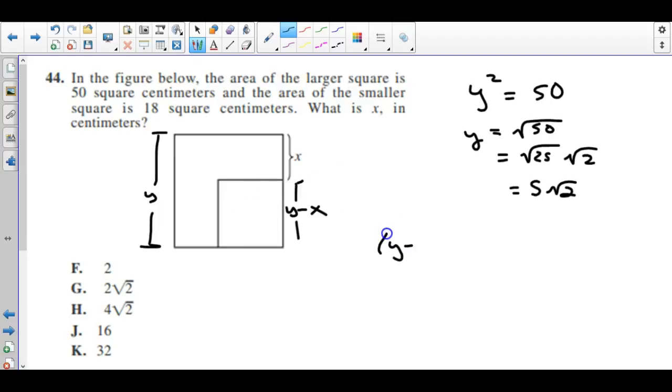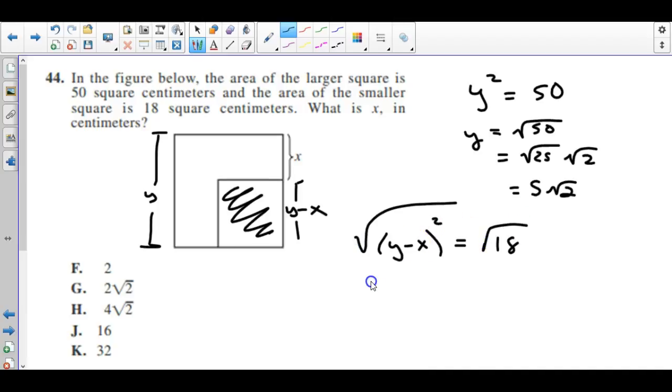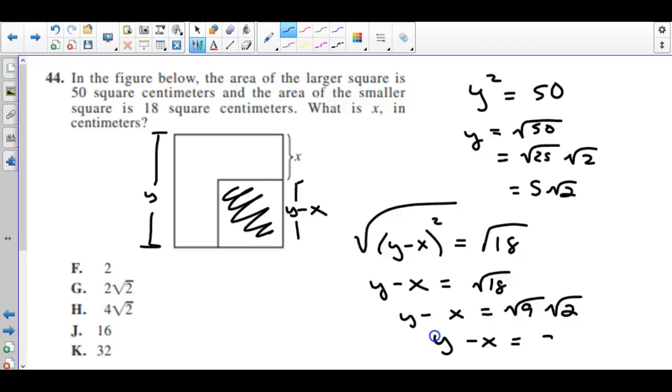So I know that if I take this little part and I square it, that's equal to the area of the square, which is 18. So what I can do is square root both sides of this. And I'm going to get y minus x is equal to radical 18. The largest perfect square that goes into 18 is 9. That happens twice. So y minus x is equal to 3 radical 2.